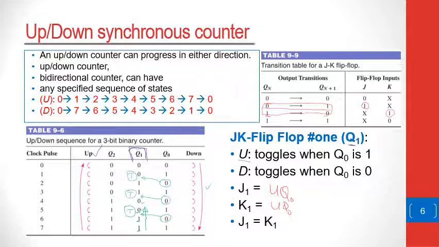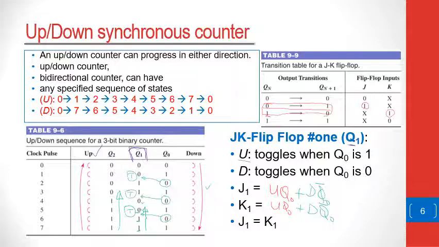So we see that whenever there was a downward direction of the count, that is this direction, the output of Q1 changes only when there was a downward signal and Q0 was low, basically. So we see that it changes when Q0 was low.